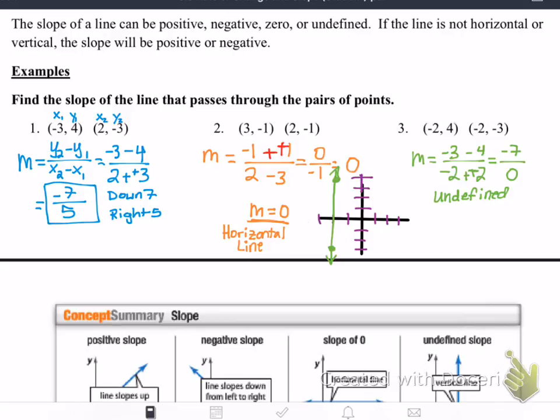So an undefined slope is a vertical line. If you actually think about connecting from chapter 1, this would not pass the vertical line test. So this is not a function. I think that's why it's referred to as undefined. So those are the examples for how you can find the slope between two coordinate points. Let's scroll down and we'll talk about the different types of slopes.